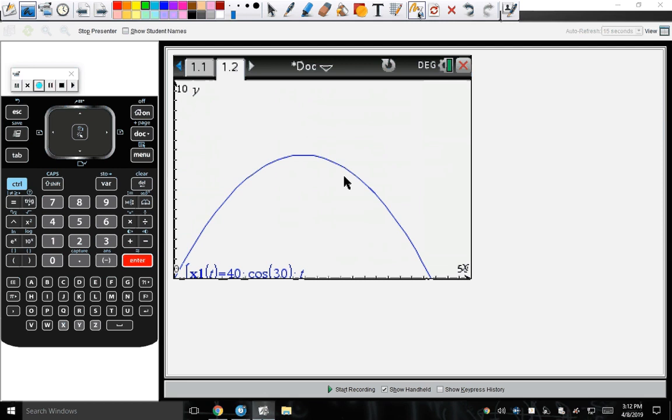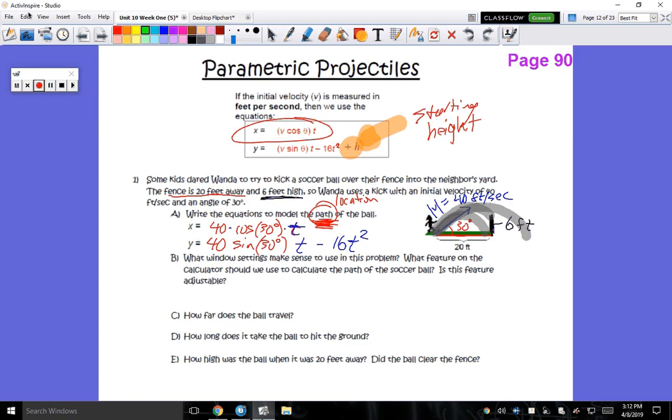So now what we're going to do is over here on our notes, go ahead and put the window settings, and some of you already have this copied down, but the window settings that we came up with were 0 to 50 as far as x is concerned, and 0 to 10 as far as y is concerned. Our t-step is 0.01, and then our t-min is 0, and our t-max is 5. That's 0 to 5 seconds.